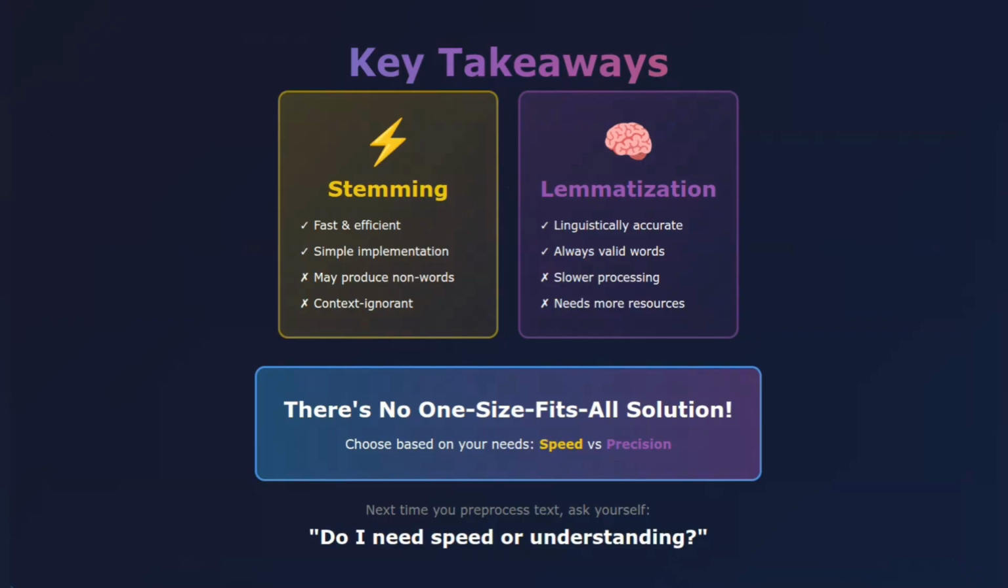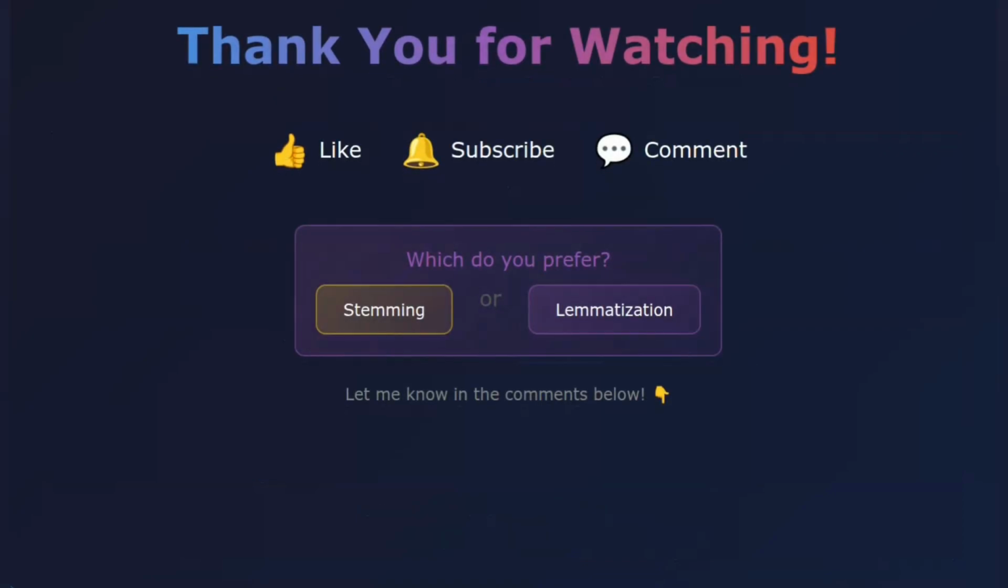So next time you're pre-processing text data, ask yourself this question: do I need speed or do I need understanding? Answer that, and you'll know which technique to use. This is one of those fundamental trade-offs in computer science, speed versus accuracy. You'll see this pattern everywhere, not just in NLP. And that's it. We've covered stemming, lemmatization, the differences, when to use each one, and seen real code examples.